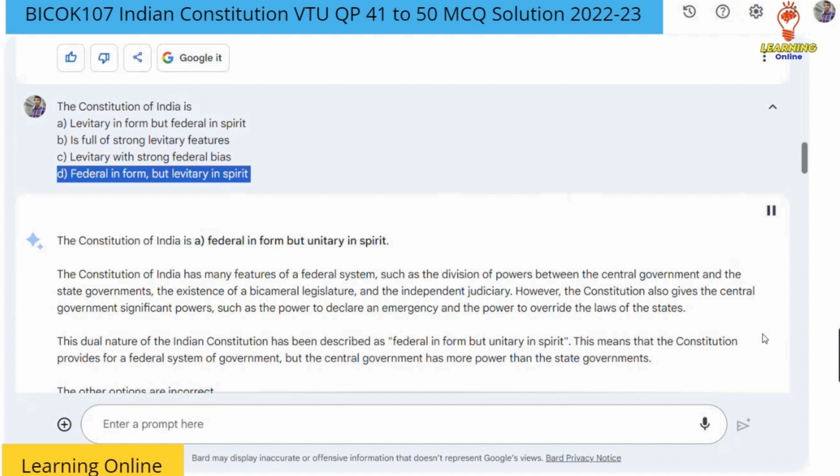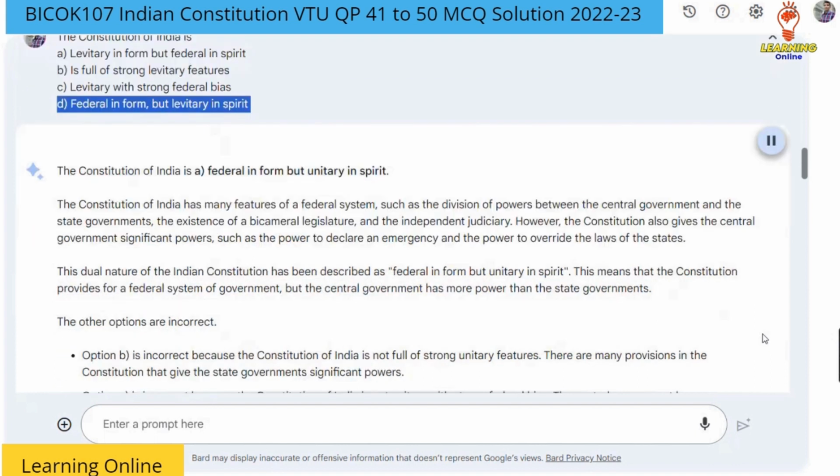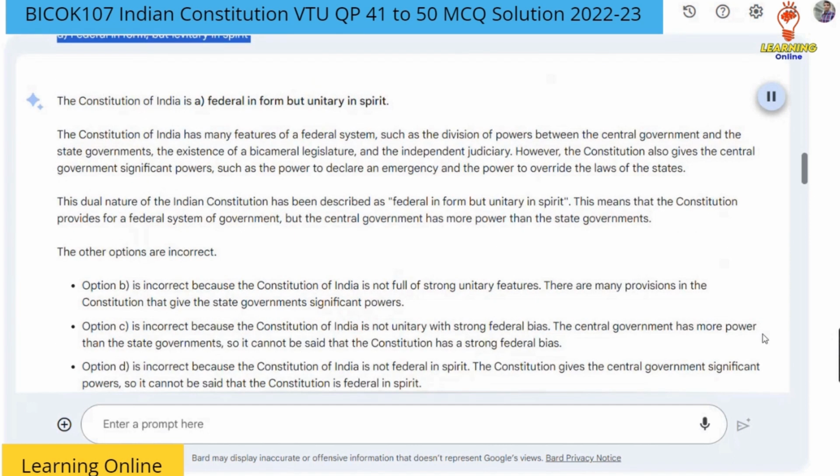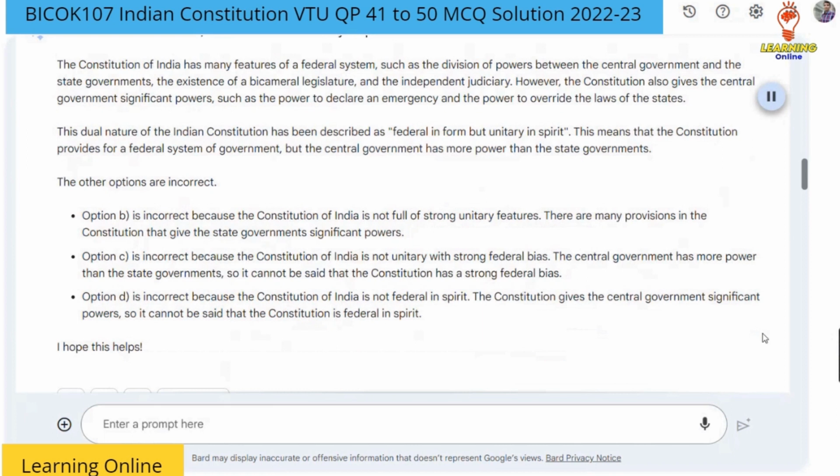This dual nature of the Indian Constitution has been described as federal in form but unitary in spirit. This means that the Constitution provides for a federal system of government, but the central government has more power than the state governments. The other options are incorrect. Option B is incorrect because the Constitution of India is not full of strong unitary features. There are many provisions in the Constitution that give the state governments significant powers.